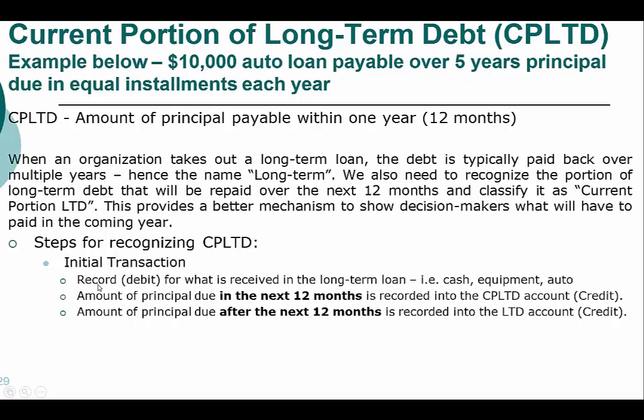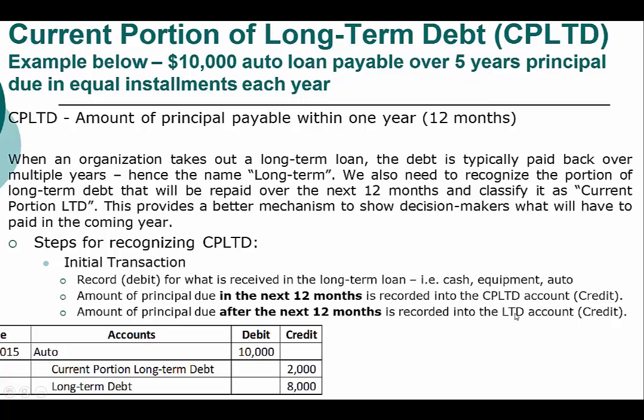How we record it: we debit what is received based on the long-term loan, so either cash, equipment, or auto. For this one, it is auto, so we debit our auto account for $10,000. Then we figure out what amount of that principal is due in the next 12 months. As we said before, it's $2,000. We record that in the new account, current portion long-term debt, and the remainder, $8,000, goes to long-term debt.